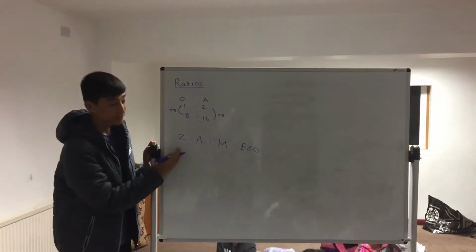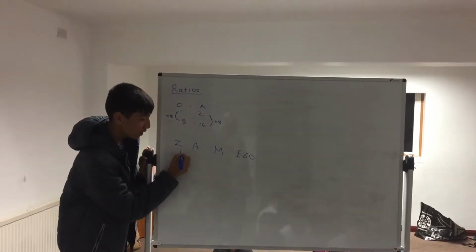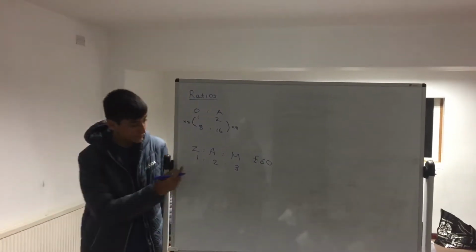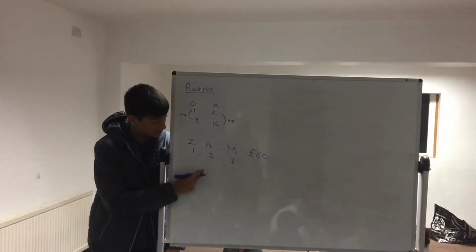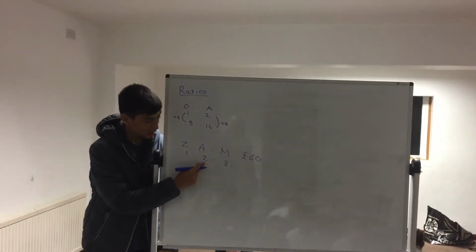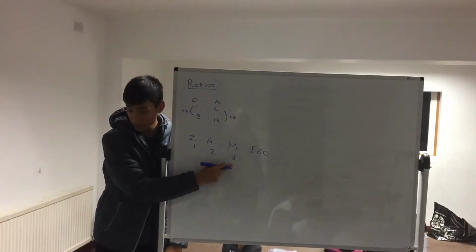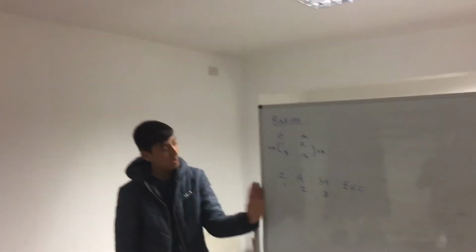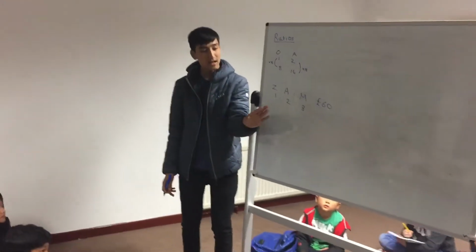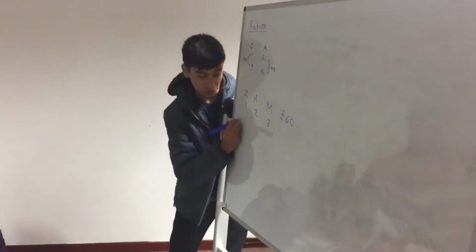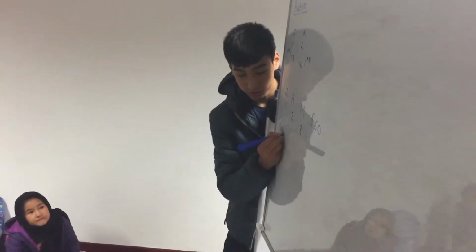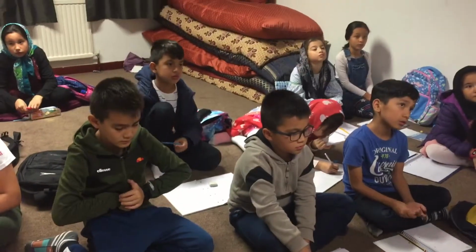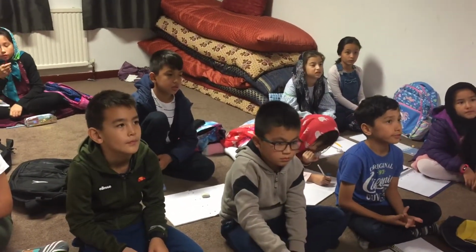Now, they will give you a ratio. They'll say 1 to 2 to 3. So that means for every £1 that Zabi has, Ali will have £2 and Muhammad will have £3. Now, we have to work out how much each person has. So the first step, step number 1, is to add the ratios together. So that's 1 plus 2 plus 3, which gives us 6.